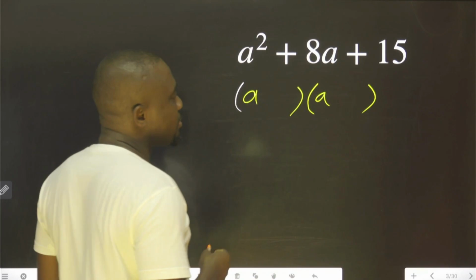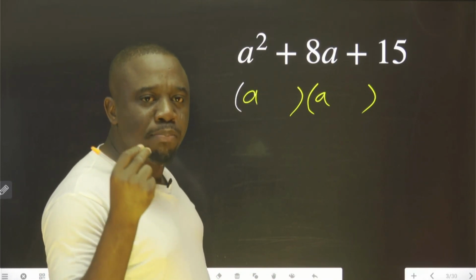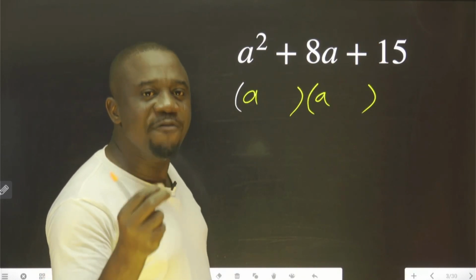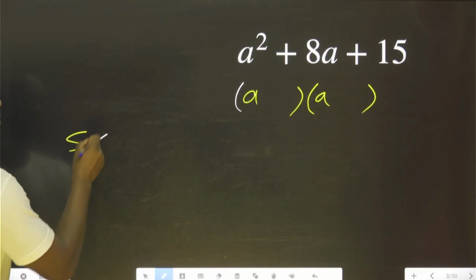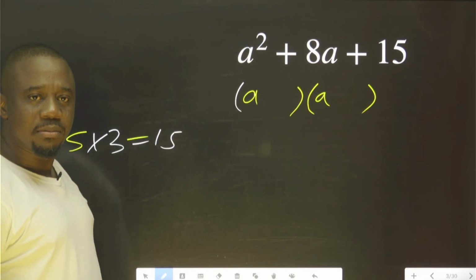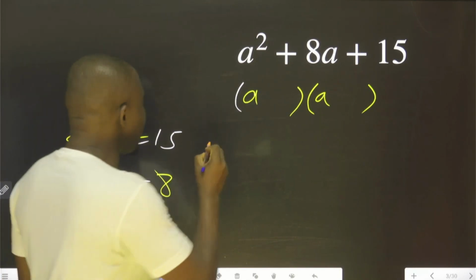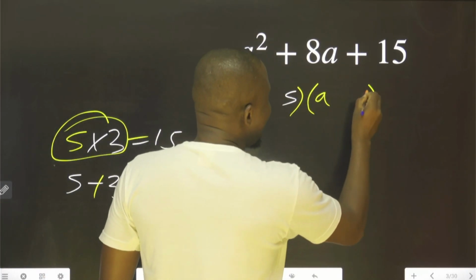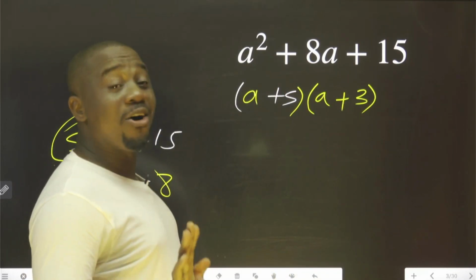a squared plus 8a plus 15. What are the two numbers that, if you multiply them together, you have 15, and if you add them together, you have 8? You agree with me that 5 multiplied by 3 will give us 15. Then 5 plus 3 will give us 8. So we simply put these now, that is 5 and 3. We put plus. That is all.